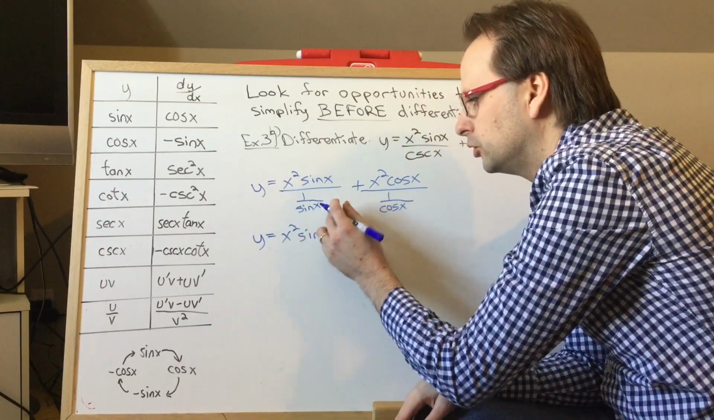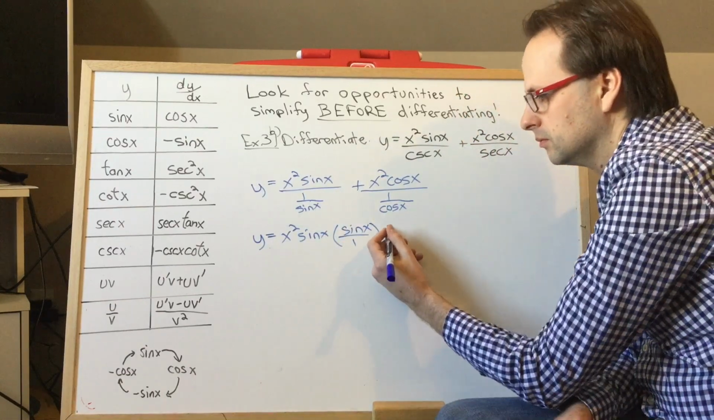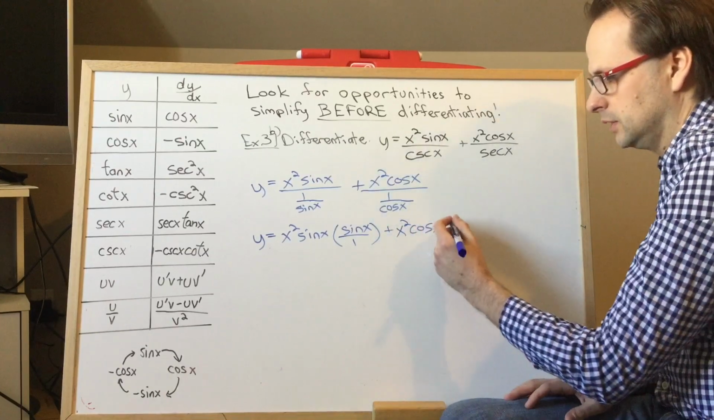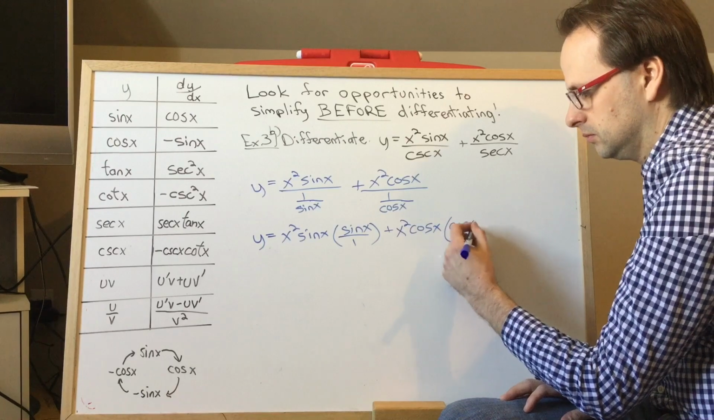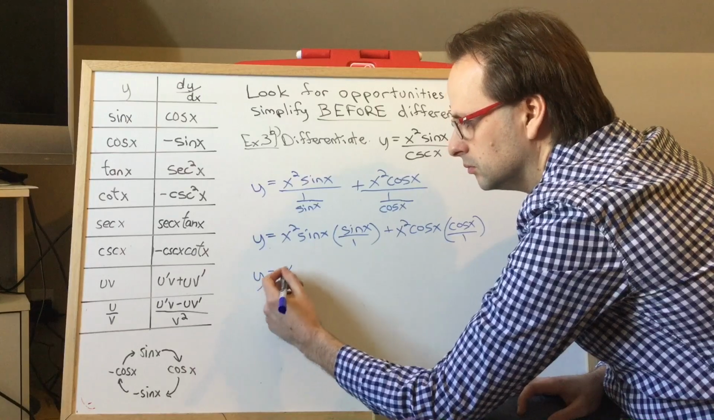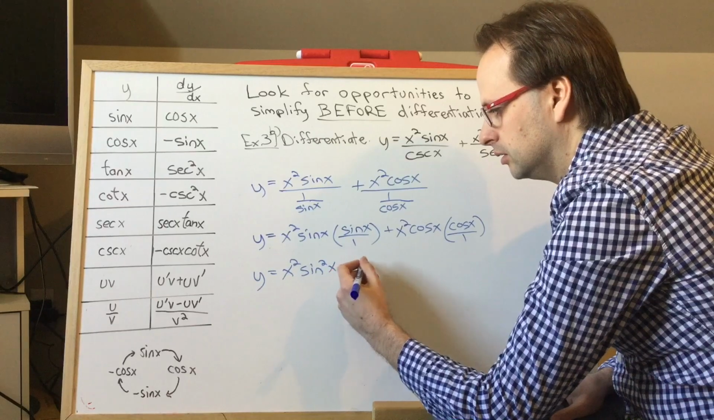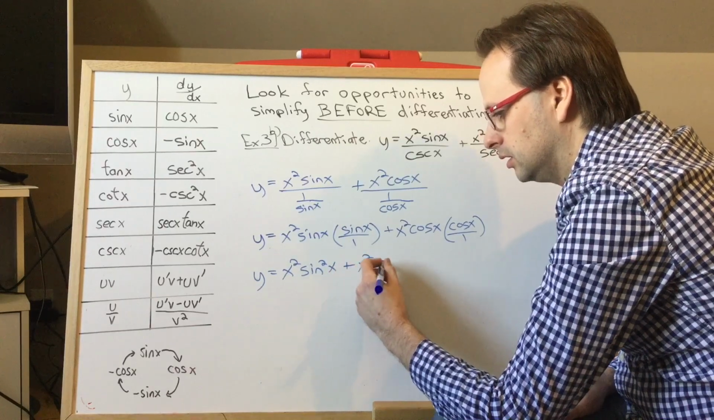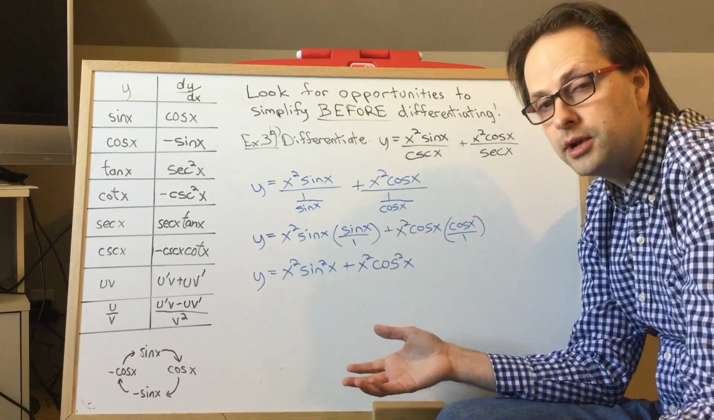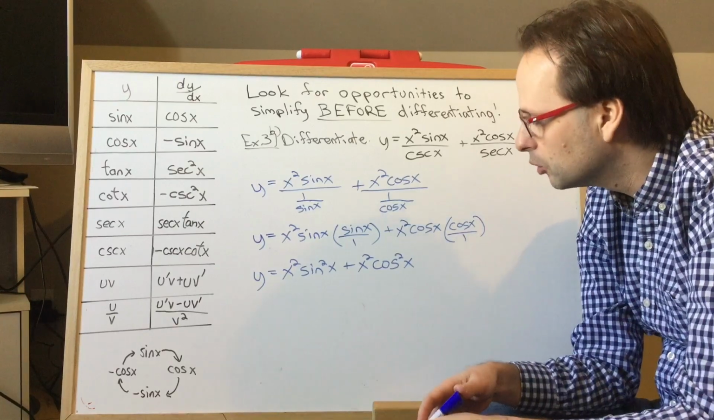So I'm going to flip and multiply. This is times sine x over 1. The next one, I'll flip and multiply. Cos x over 1. So that's x squared times sine squared x plus x squared times cos squared x. I would argue that at this point it's actually a little less rough. Not a whole lot. At least we don't have fractions anymore.